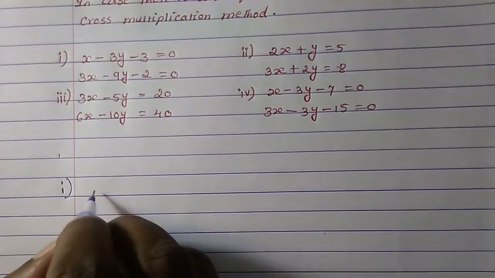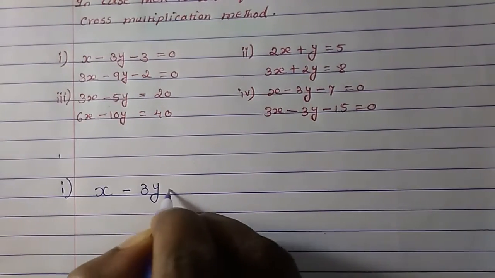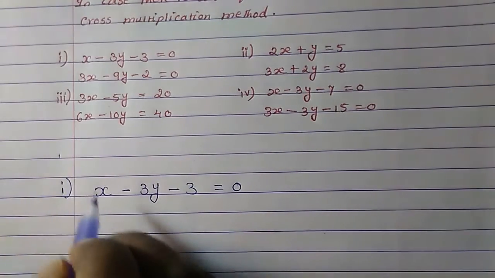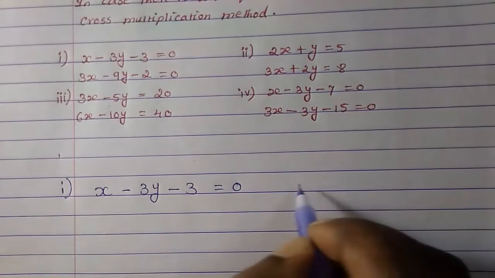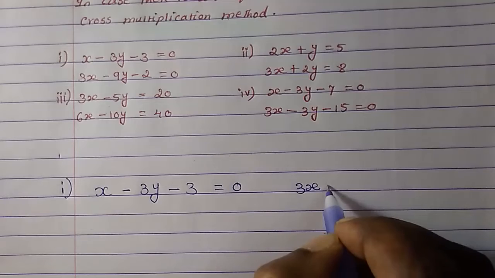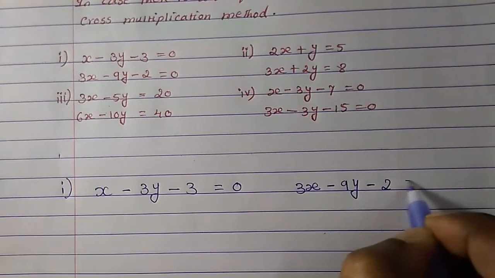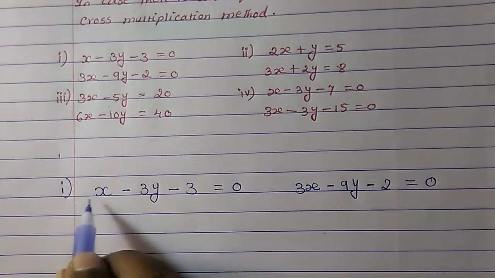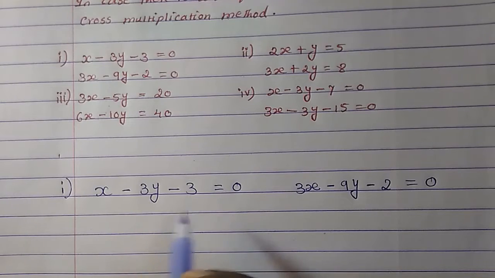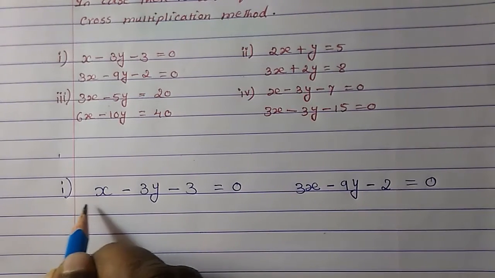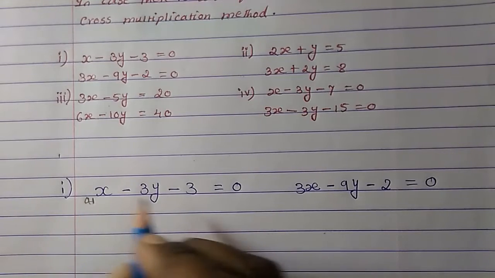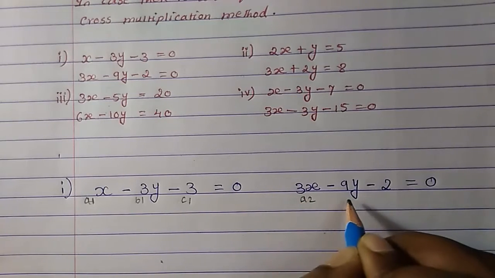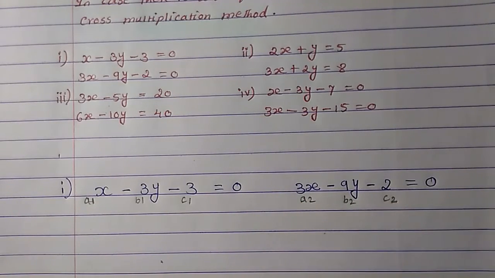So the first sum, that is x minus 3y minus 3 equal to 0, and this is 3x, or I'll write it here, 3x minus 9y minus 2 equal to 0. So both the equations are there. We have to now compare. So we know this is our a1, this is b1, and this is c1. So I'll write down for your sake. This is our a1, this is b1, this is c1. So this will be our a2, this will be b2, and this will be c2.